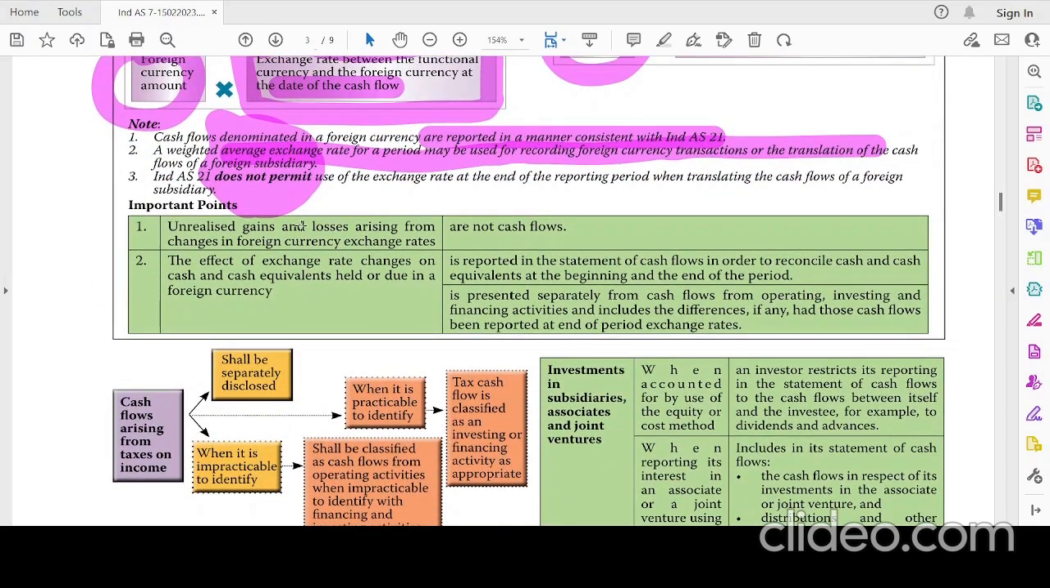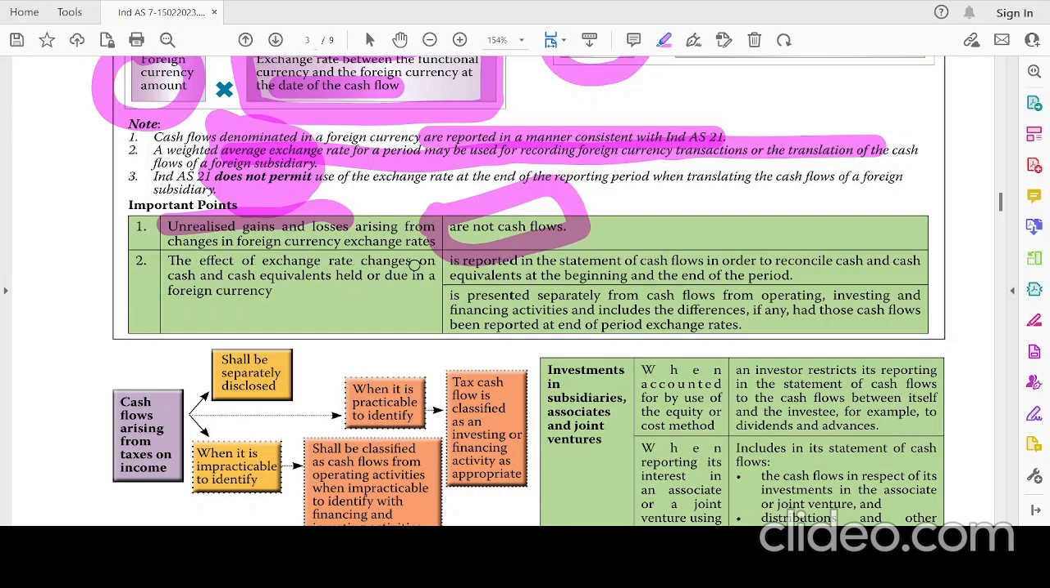Unrealized gains and losses are not cash flows. Say I have only one account in my entire financial statement: capital, which I have invested entirely in a foreign currency deposit of $5,000. On the opening date it was 75 rupees per dollar, and on the closing date it is 80 rupees per dollar. The 5 rupees is unrealized; I have not realized it, so that is not a cash flow.